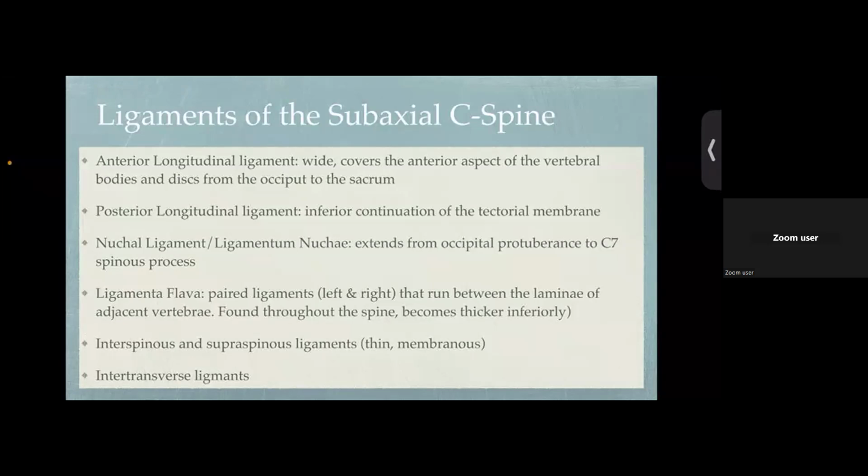So, ligaments of the subaxial spine. The anterior longitudinal ligament is wide and covers the anterior aspect of the vertebral body, from the occiput to the sacrum. The posterior longitudinal ligament is the inferior continuation of the tectorial membrane. Then you have the nuchal ligament, which extends from the occipital protuberance to the C7 spinous process. The ligamenta flava are paired ligaments, left and right, that run between the laminae of adjacent vertebrae throughout the spine and become thicker inferiorly. Then the interspinous, supraspinous, and intertransverse ligaments.